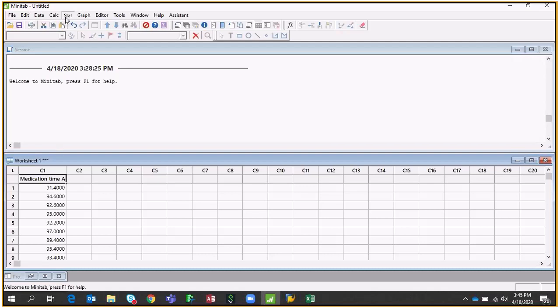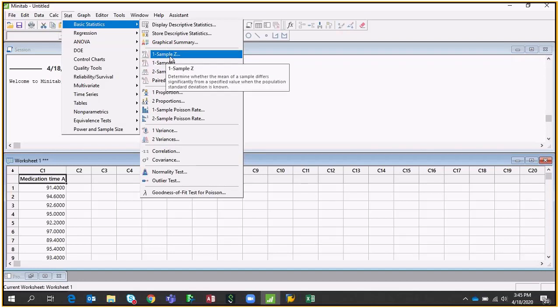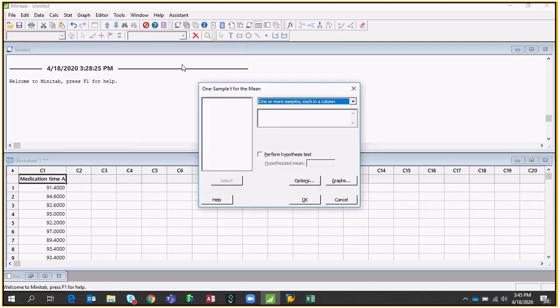You have to go to Stat, Basic Statistics, and One-Sample t. As I mentioned, you can also use a one sample Z-test, but for that you should know the population standard deviation. If you don't know it, you can use a one sample T-test. Click on it and there are two options. I'm using the first one because all my data is in one column. Just select it and choose perform hypothesis test. The hypothesized mean is 95, which is the target value I am looking for.